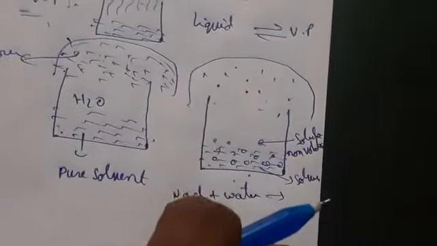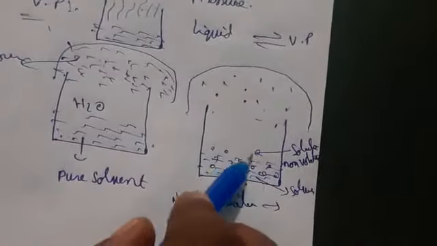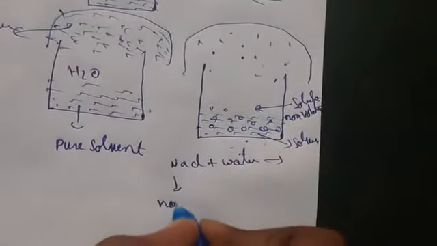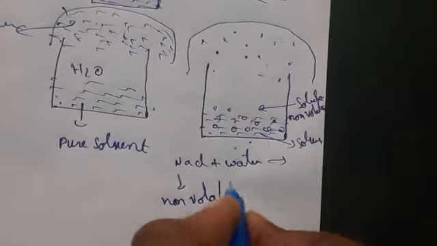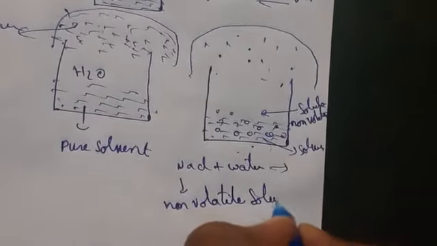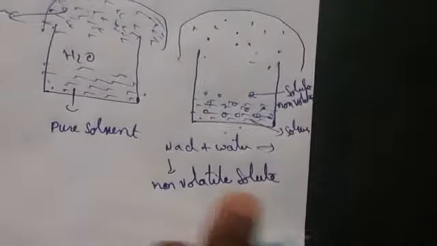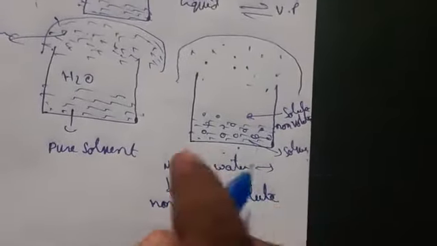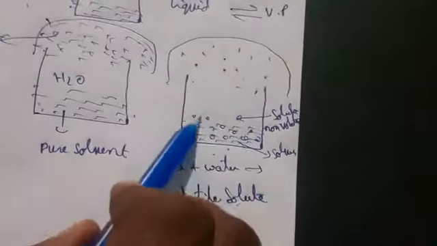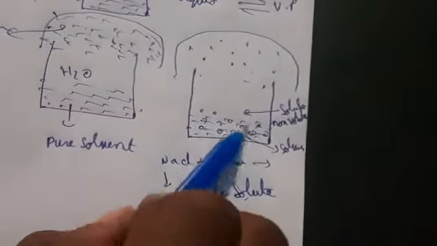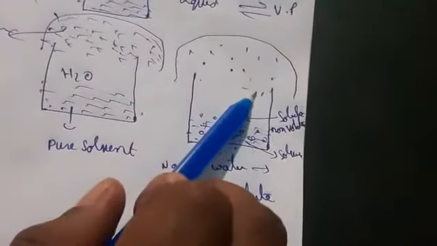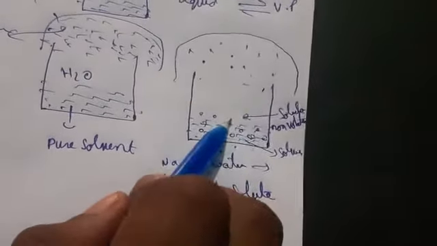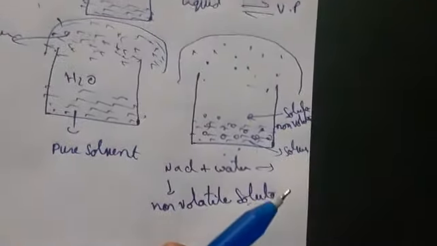But what is happening here? The solute molecules, this NaCl, indicate a non-volatile solute. When it is added to the solvent, this solute molecule is attracted towards the solvent. Of course it is evaporating, but at the surface area, the density is increasing here.